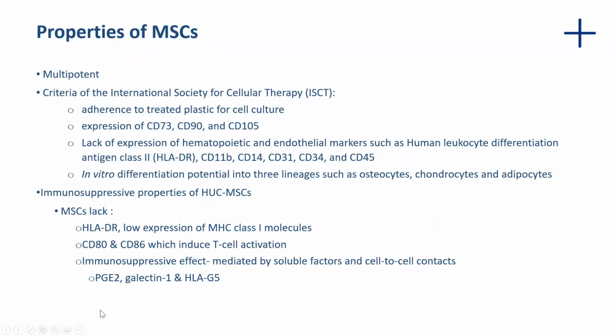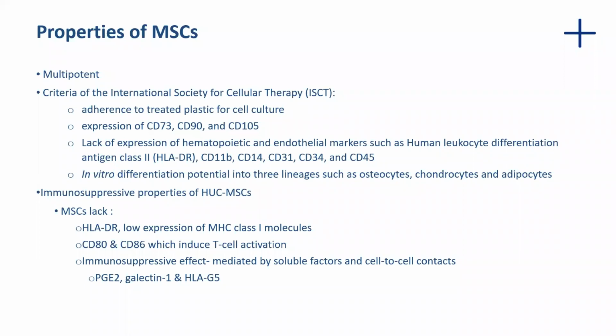So let's look at some of the properties of mesenchymal stem cells. And we've already mentioned the fact that they're multipotent. And what that basically means is that mesenchymal stem cells can differentiate into a range of different cell types or tissues found within the germ layer from which they come. So that would be the mesoderm. And the mesenchymal stem cells can then, of course, differentiate into those different tissue types or cell types.